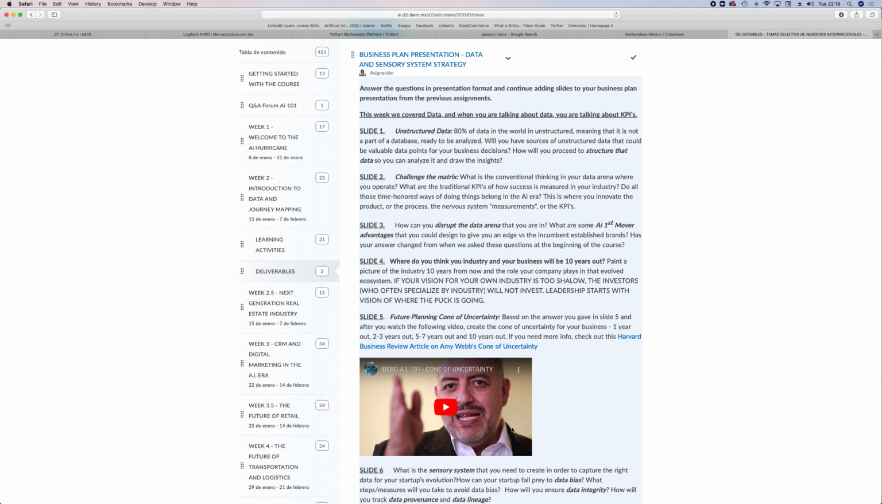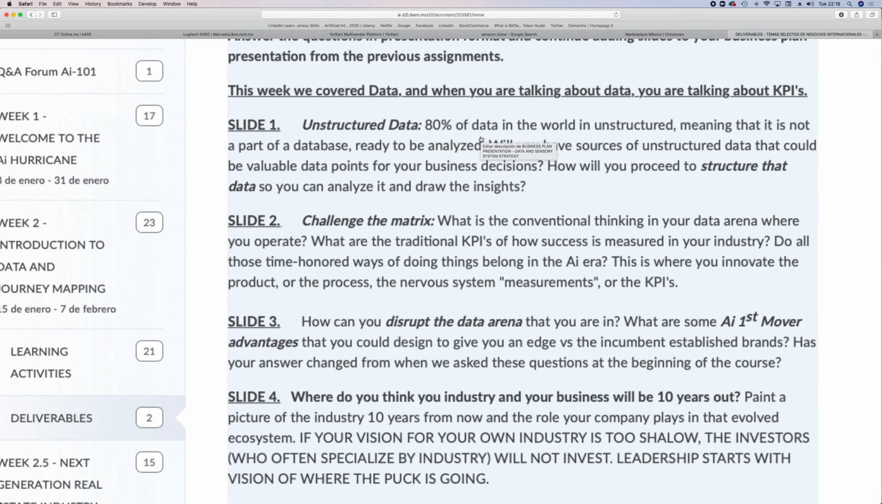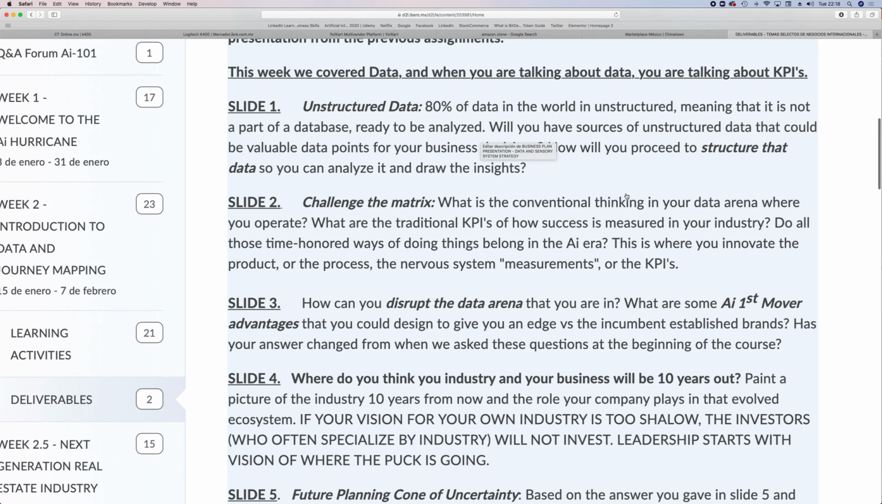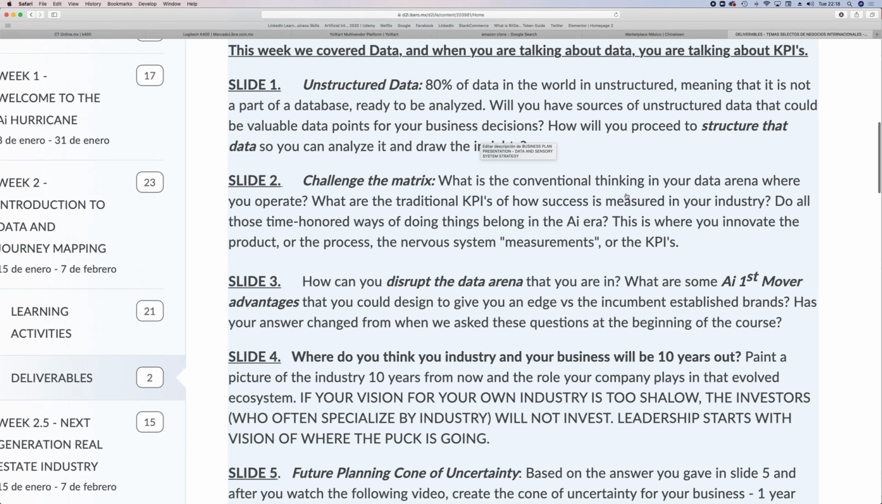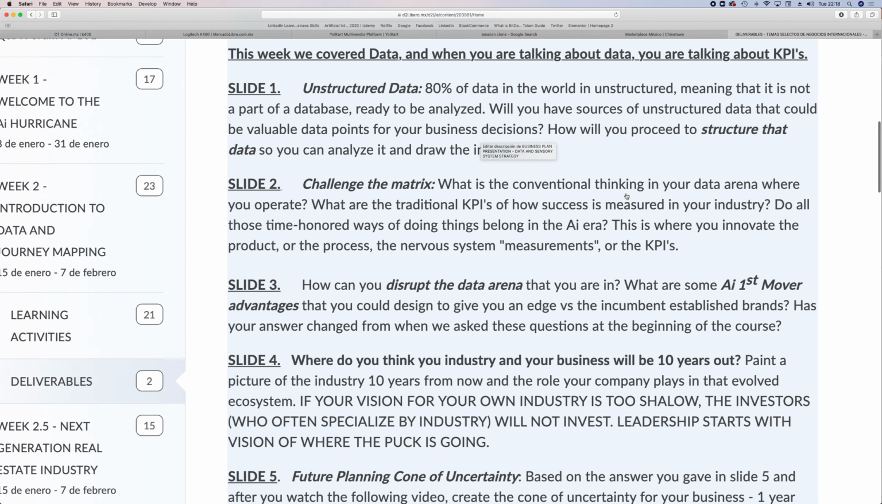Some of the explanation that I gave the other class on the business plan deliverables for week 2, the data and sensory system strategy. So basically, when you're talking about data, you're talking about KPIs, right? So slide 1 is really about unstructured data. 80% of the data in the world is unstructured, meaning that it's not part of a database and ready to be analyzed.